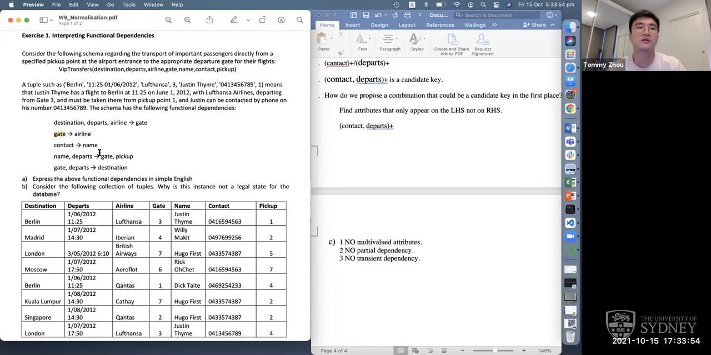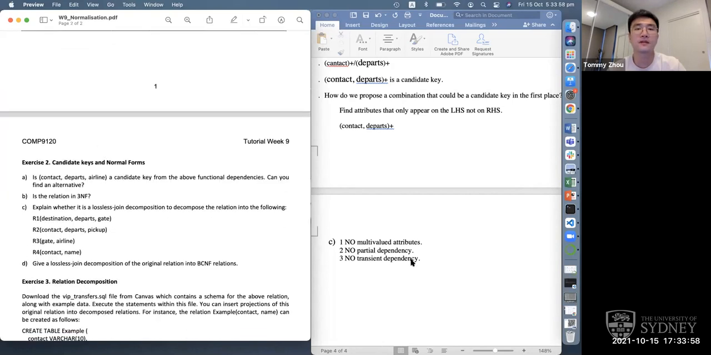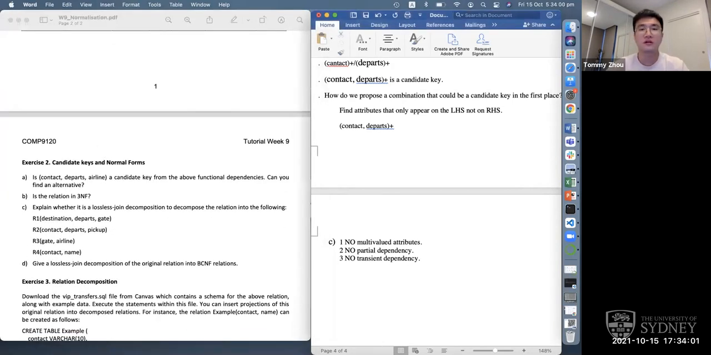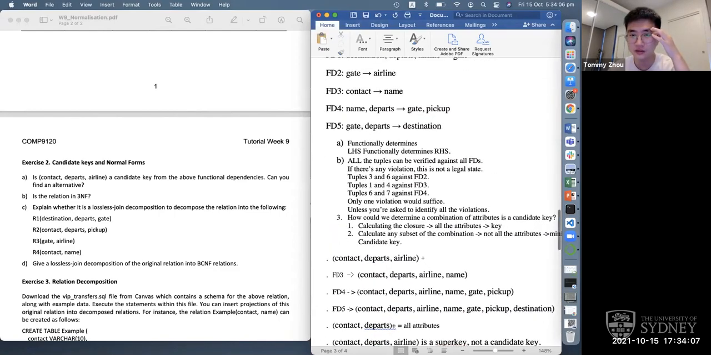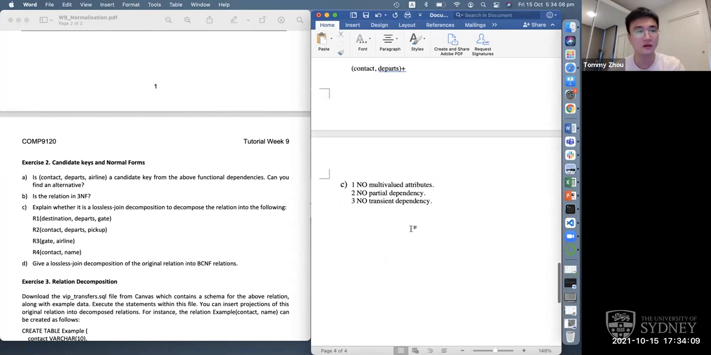Do you get what I'm saying? So the conclusion to this question. No, I mean this is question B, right? Why do we have C here? I don't see why. Anyway, we are doing the second question, so it's not in third normal form, just because we've already identified a transitive dependency.